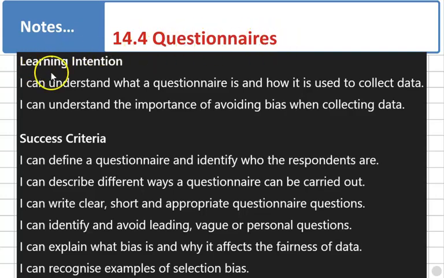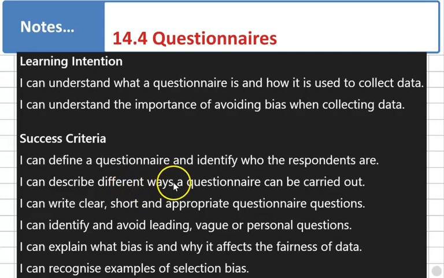Questionnaires. Learning intention. I can understand what a questionnaire is and how it is used to collect data. I can understand the importance of avoiding bias when collecting data. Success criteria. I can define a questionnaire and identify who the respondents are.